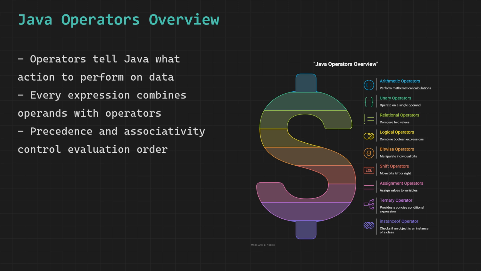Looking at the diagram, all operator categories are laid out in a structured table showing their symbols and a brief description. This gives a complete picture of Java's operator system before we go deep into each one. Understanding operators thoroughly is critical because they appear in literally every single Java program you will ever write.